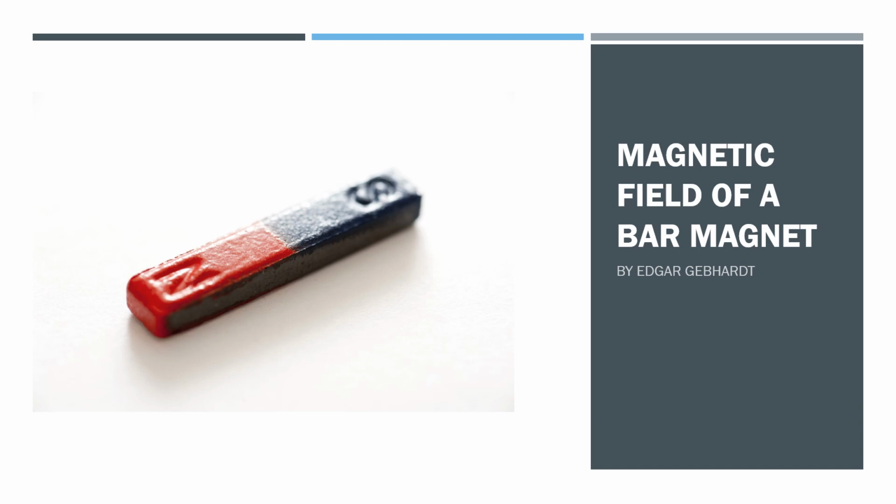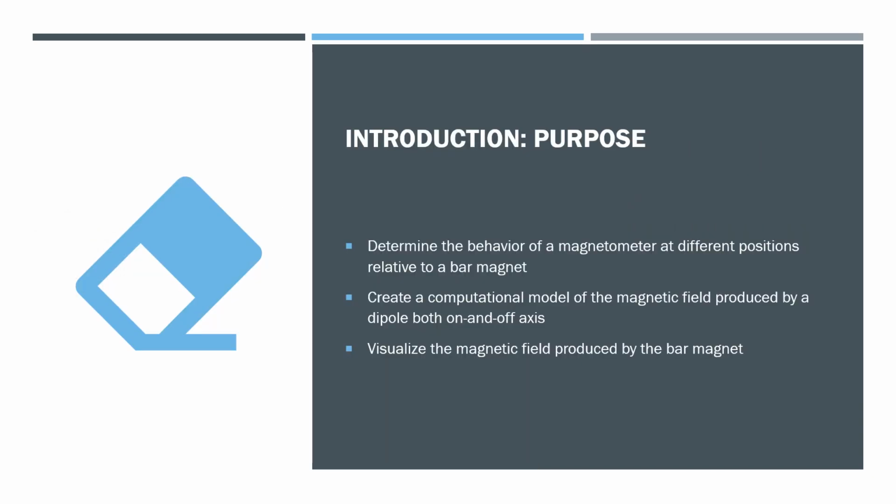Hello, my name is Edgar Gephardt, and this is Lab 3, the magnetic field of a bar magnet. The purpose of this lab was to determine the behavior of a magnetometer at different positions relative to a bar magnet, to create a computational model of the magnetic field produced by a dipole both on and off axis, and to visualize the magnetic field produced by the bar magnet in a computational form.